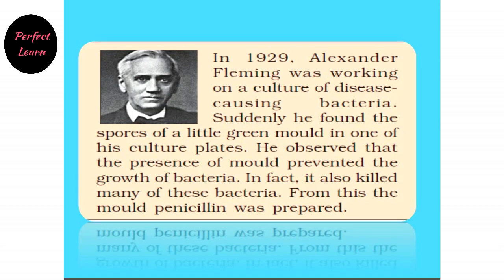In 1929, Alexander Fleming was working on a culture of disease-causing bacteria. Suddenly, he found the spores of a little green mold in one of his culture plates. He observed that the presence of mold prevented the growth of bacteria. In fact, it also killed many of these bacteria. From this, penicillin was prepared from the mold.